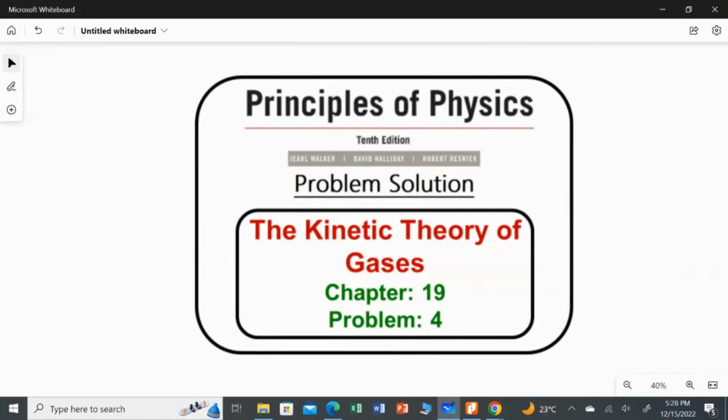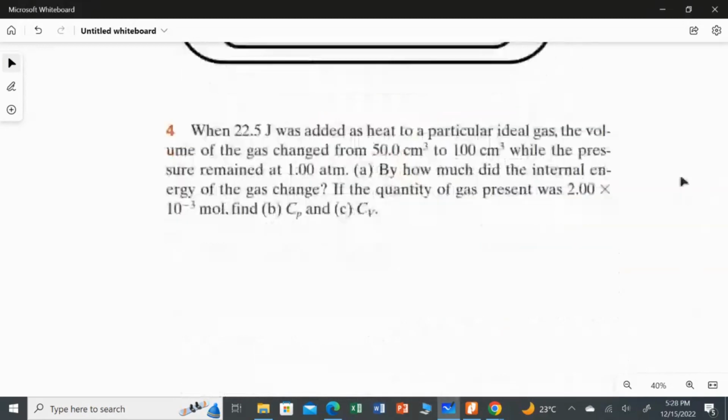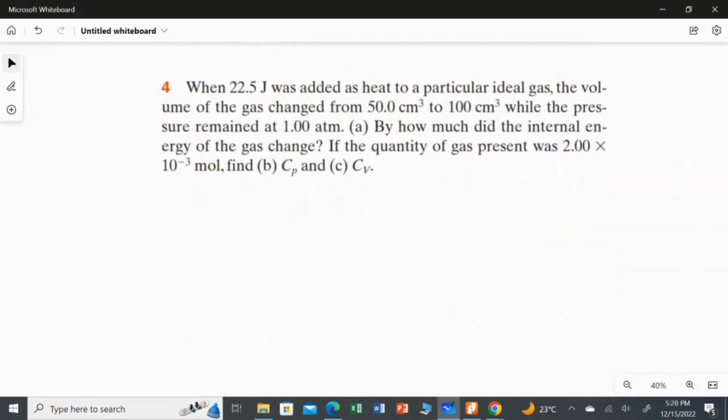In this video, I'm going to solve the fourth problem from chapter 19. When 22.5 joules was added as heat to a particular ideal gas, the volume of the gas changed from 50 centimeter cube to 100 centimeter cube while the pressure remained at 1 atm. By how much did the internal energy of the gas change? If the quantity of the gas present was 2 multiplied 10 power minus 3 mole, find Cp and Cv.